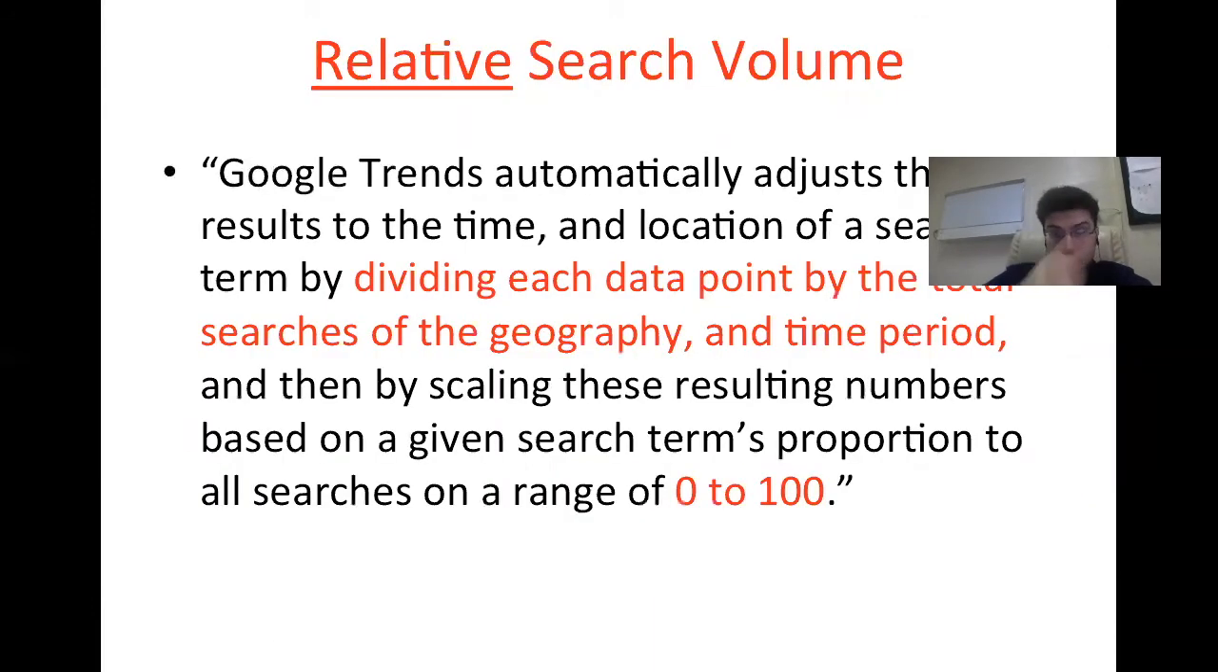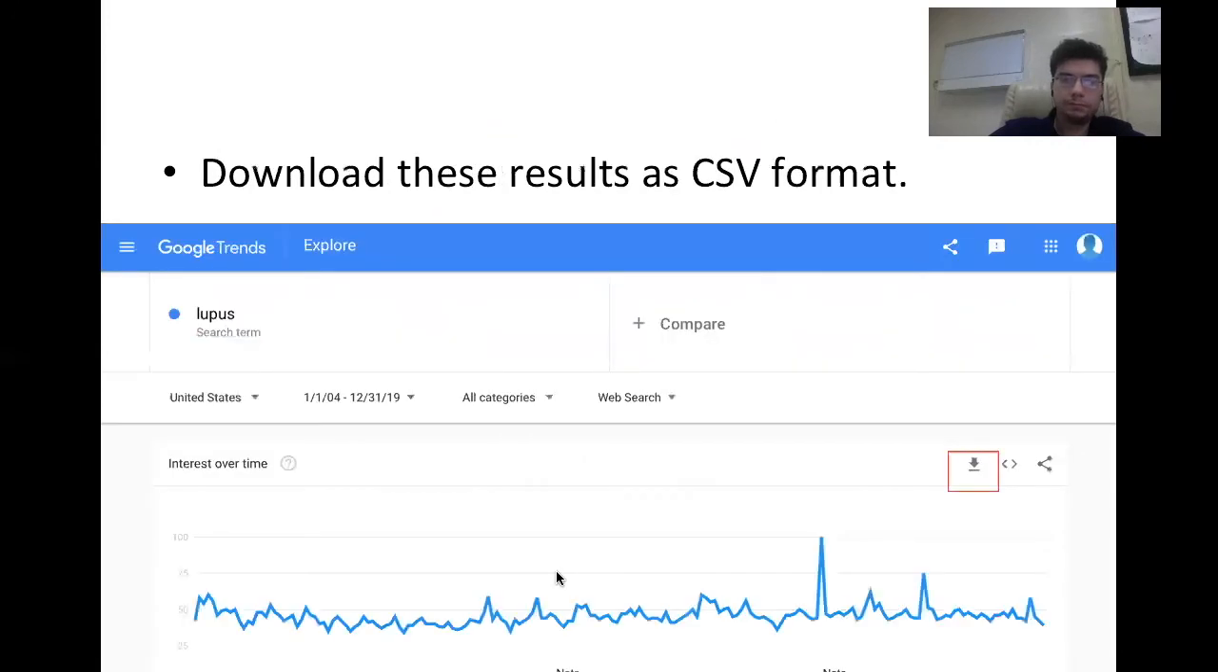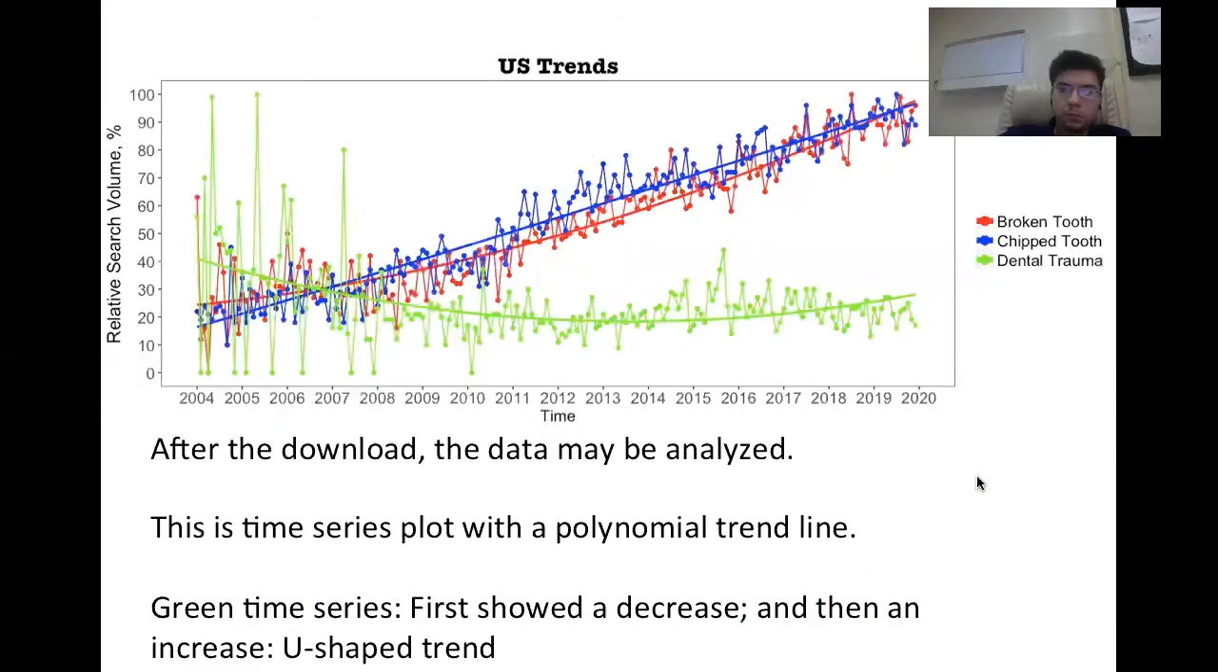The next term I am going to introduce you to is the RSV. The RSV is the relative search volume. Google Trends automatically adjusts the results by dividing the search term by the total searches that are possible, and then Google presents the result on a range of 0 to 100, where 100 represents the highest number of searches. After we have finished the searches, we may download the results from here, and once we download, we can analyze the data as per our objectives.